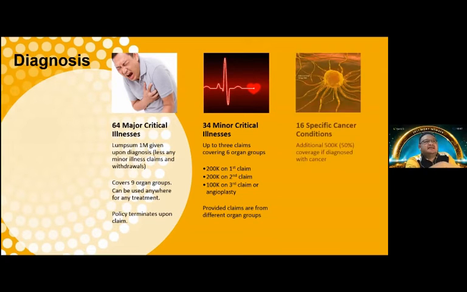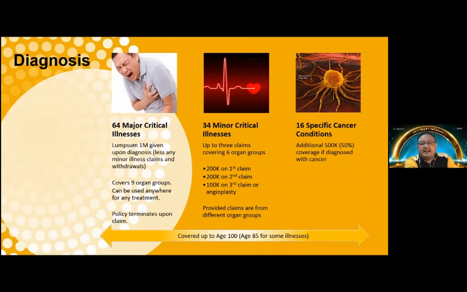Okay. And then lastly, syempre, meron tayong 16 specific cancer conditions. So kapag cancer yung illness ni client, meron tayong additional na 50% na binibigay. So that is on top of the policy's coverage na 1 million. So magiging 1.5 million yung makukuha niya. Alright? And all of this covered si client up to age 100. So imagine mo, magbabayad lang siya either 10 years, 15, or 20 years, pero covered na siya hanggang age 100.